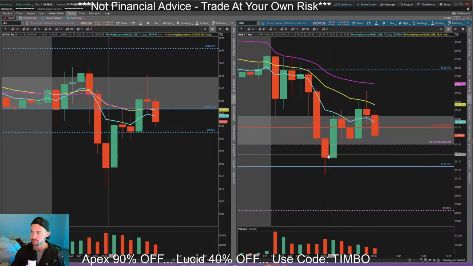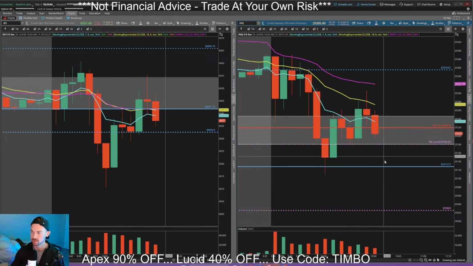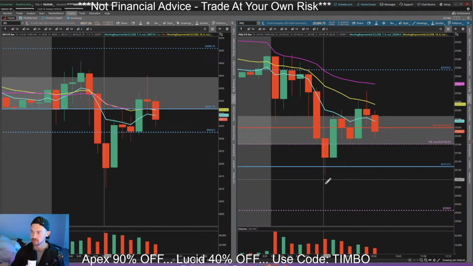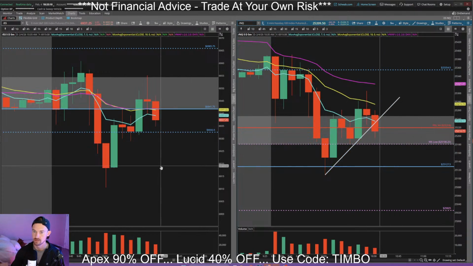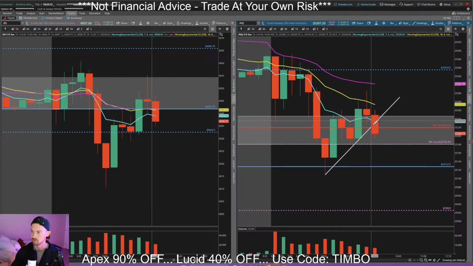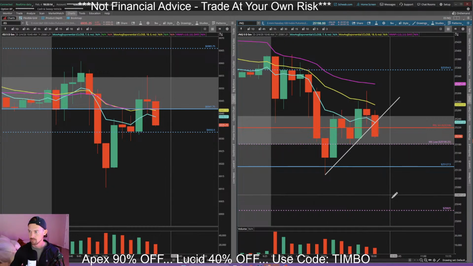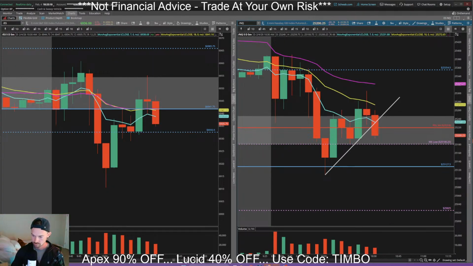All right. Is that a little two-legged pullback and then drop? Kind of have like a trend line here that's breaking on NQ a bit if we can hold underneath here. So I like shorts. It's just getting burned a few times already. Kind of scarred me with this volatility.